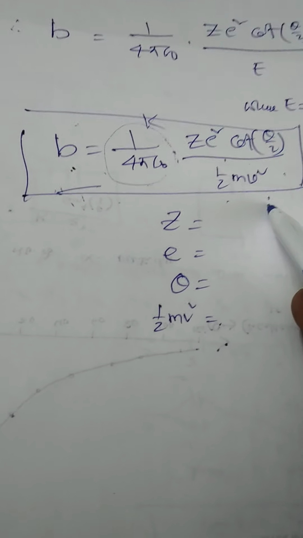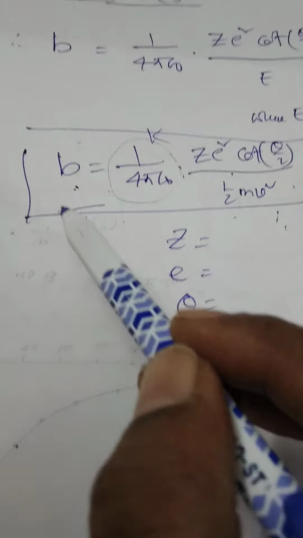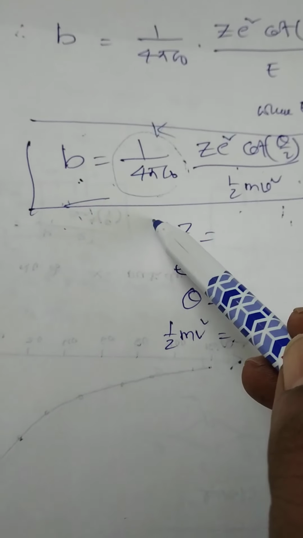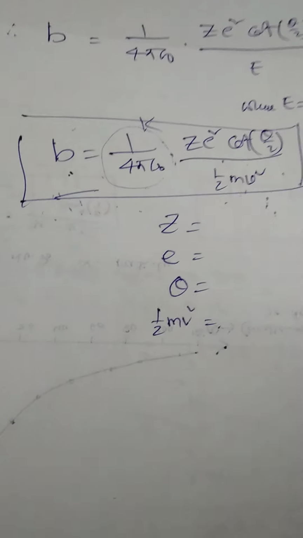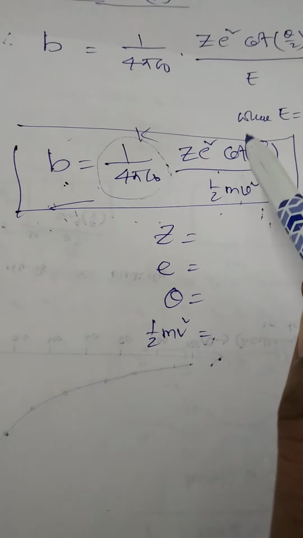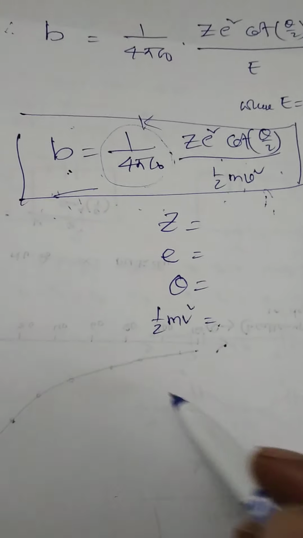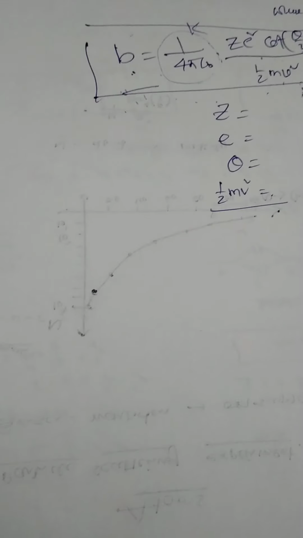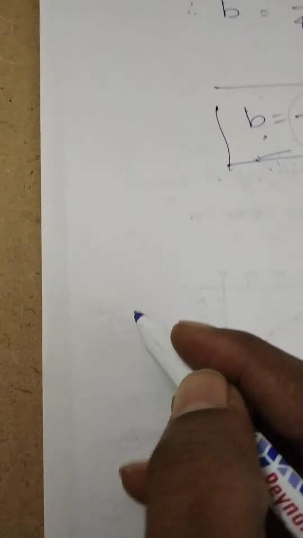The derivation for this relation is not needed for us. Only please remember this formula. What is the value of b? b is equal to 1 by 4 pi epsilon naught into Ze square into cot theta by 2 by E, that is, 1 by 4 pi epsilon naught into Ze square cot theta by 2 by half mv square. Remember this formula. Next, there is another formula.